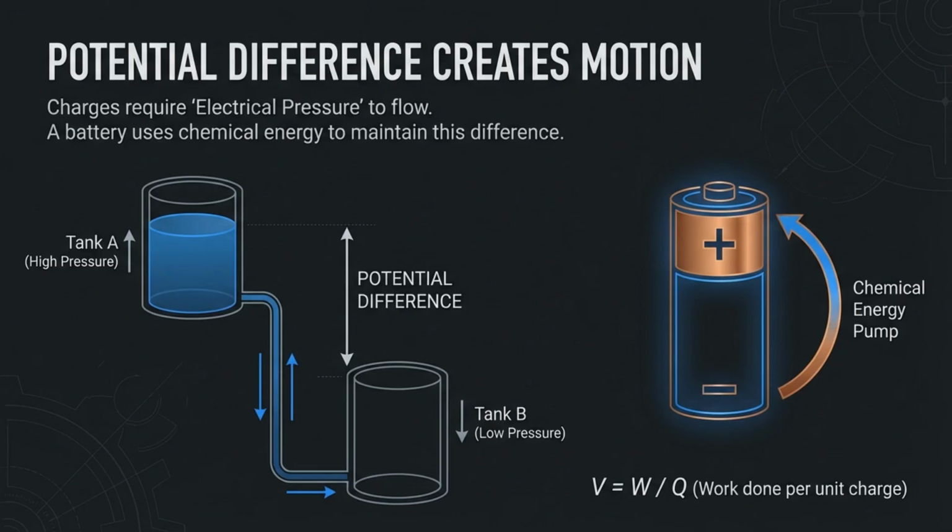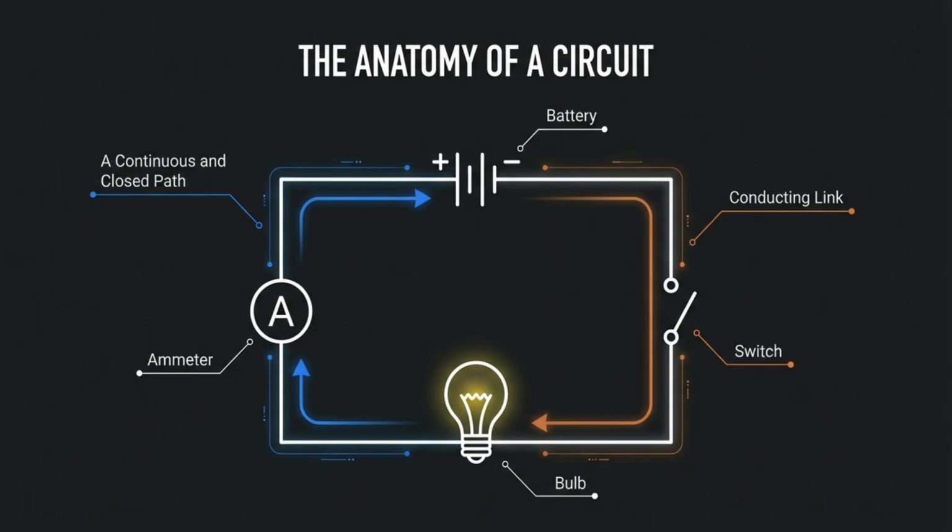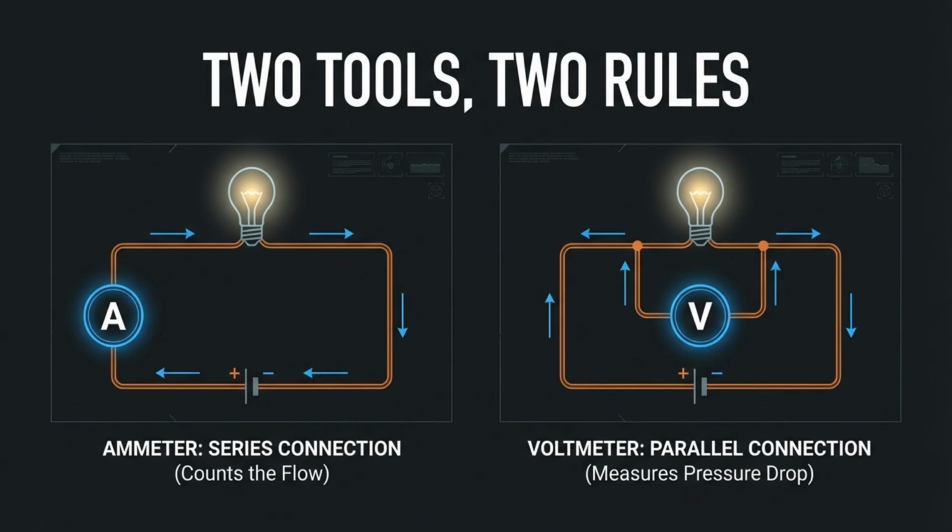A potential difference, or electrical pressure, is required to move charges. A battery uses chemical energy to maintain this difference, driving the flow of current. A basic circuit requires a continuous and closed path, including a power source like a battery, conducting links, and a load like a bulb. To measure current and voltage, we use two tools and follow two rules.